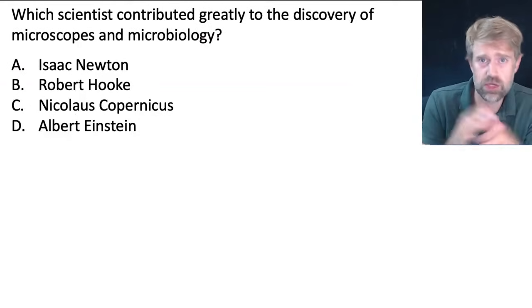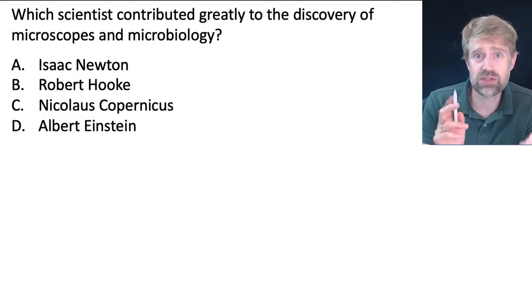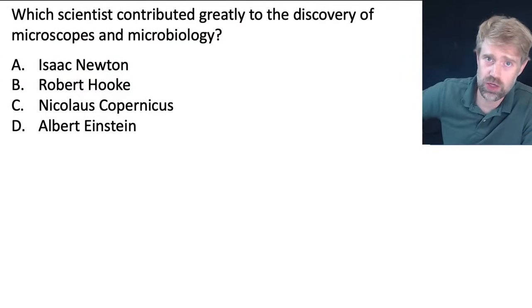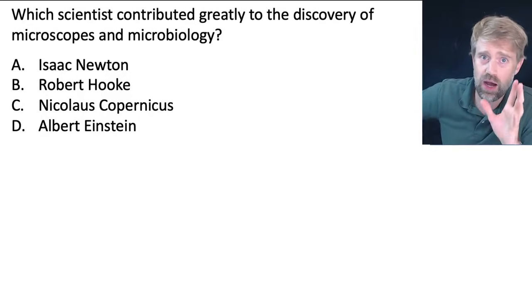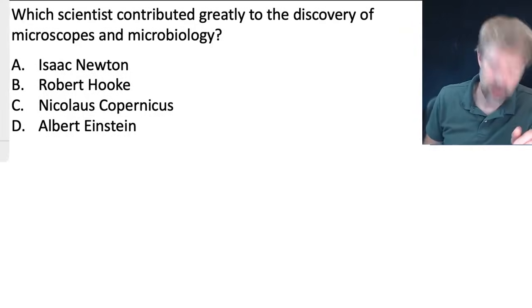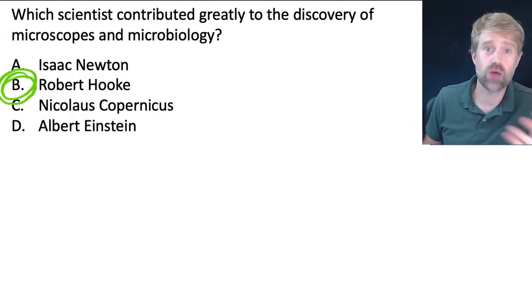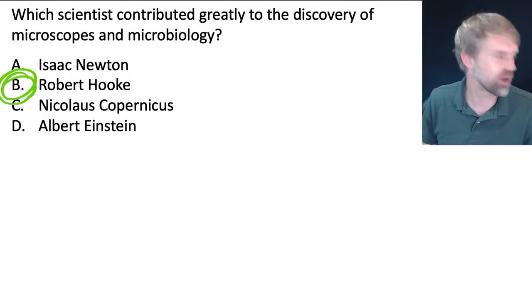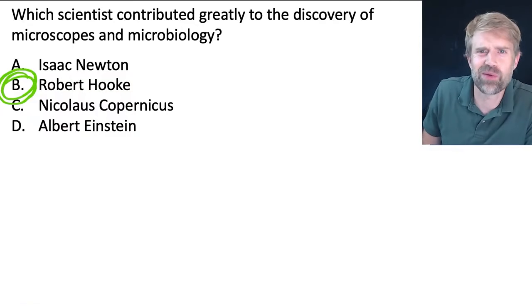Which scientist contributed greatly to this discovery of microscopes and microbiology? Was it A, Isaac Newton, B, Robert Hooke, C, Nicholas Copernicus, or D, Albert Einstein? And because we've just talked about the important stuff to know, you know right away. It is Robert Hooke, one of the two people who invented microscopes. Also, Antoine van Leeuwenhoek is another one that you want to know. So there you go. We're already getting you ready for the TEAS.